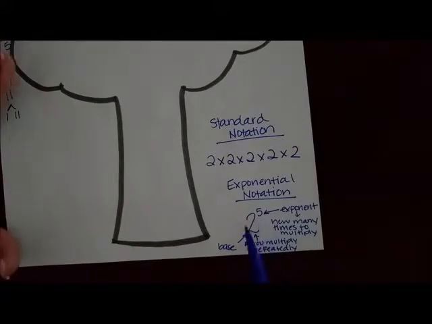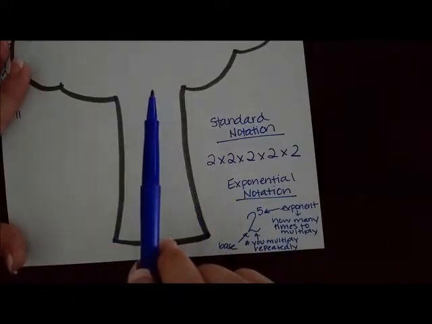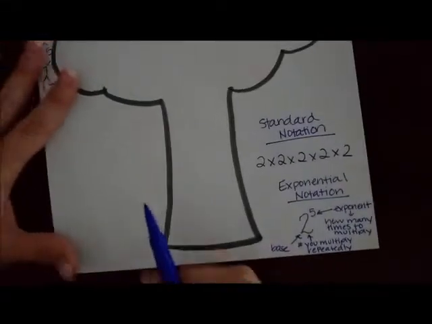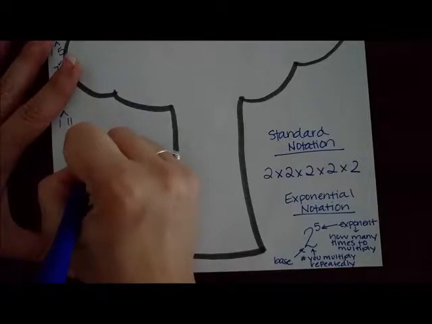All right, so that's how you go from standard notation to exponential notation. And you're going to need to know this when we do our prime factorization and make our factor trees. Before we do that, I want to practice some over here. So here's some examples.